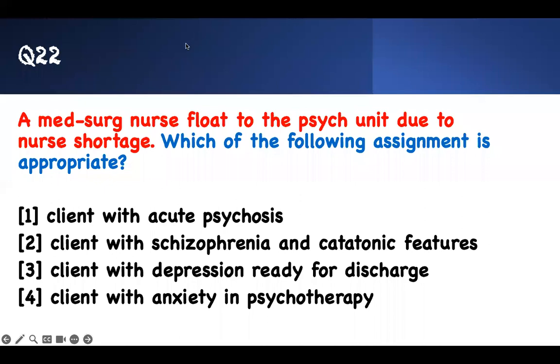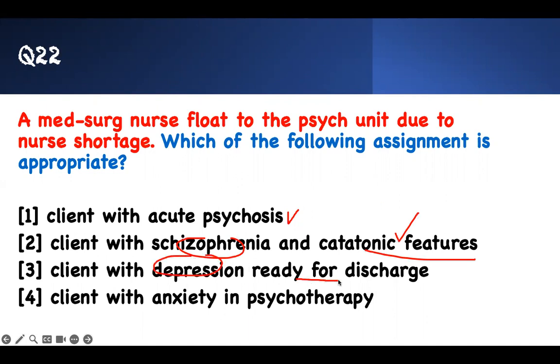Number 22. Which of the following assignments is appropriate? A Med-Surg nurse floated to the psych unit due to nurse shortage. If you go to another floor and you are not specialized there, they should not give you a specialized patient. They should only give you a patient that needs routine nursing care or does not need anything so specialized. A client with acute psychosis, a Med-Surg nurse cannot take care of. A client with schizophrenia and catatonic features, too bad, problem.